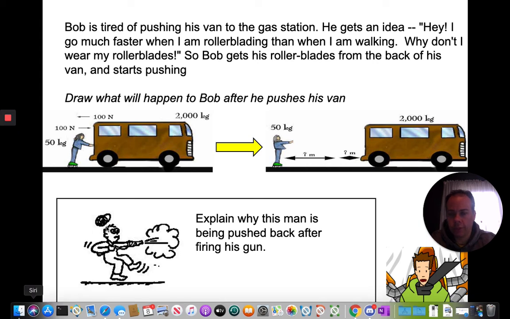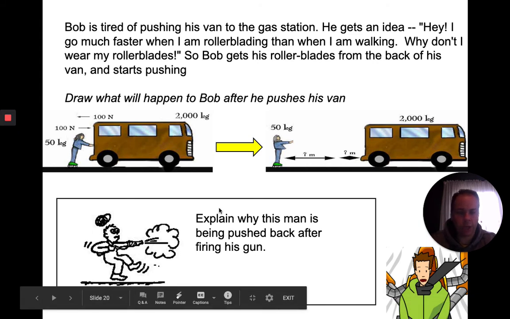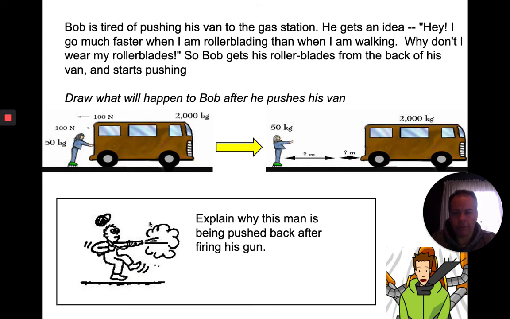Firing a gun, for example, is another example of Newton's third law of motion. Okay, when a person fires a gun, the bullet comes out of that with great force, with great acceleration. But that's the force. There's also an opposite force that pushes back on that gun. Okay, and that's why there's kickback or recoil.